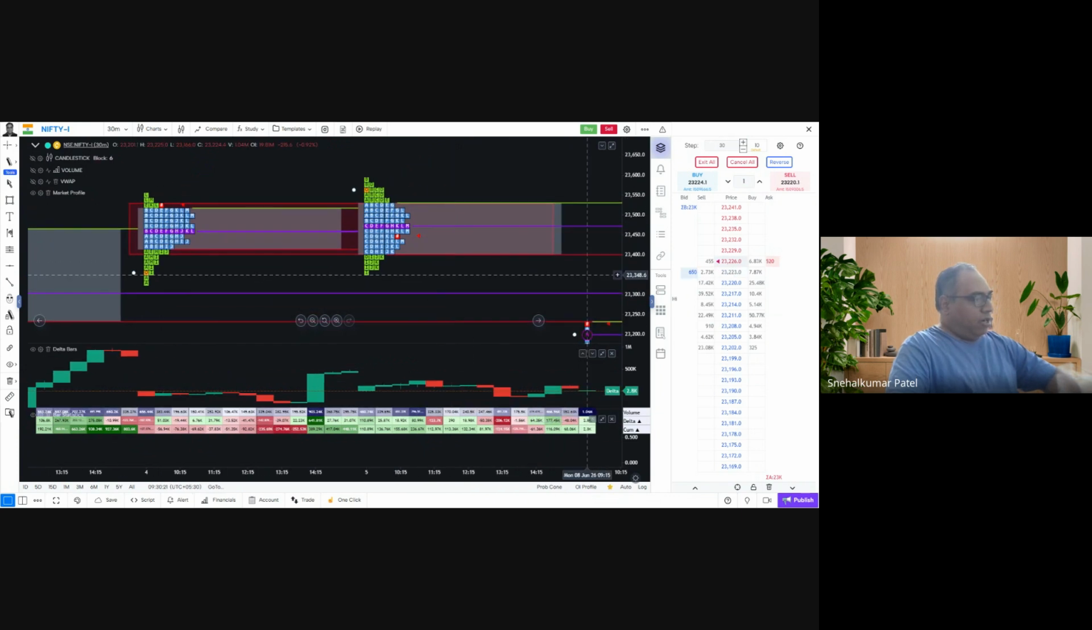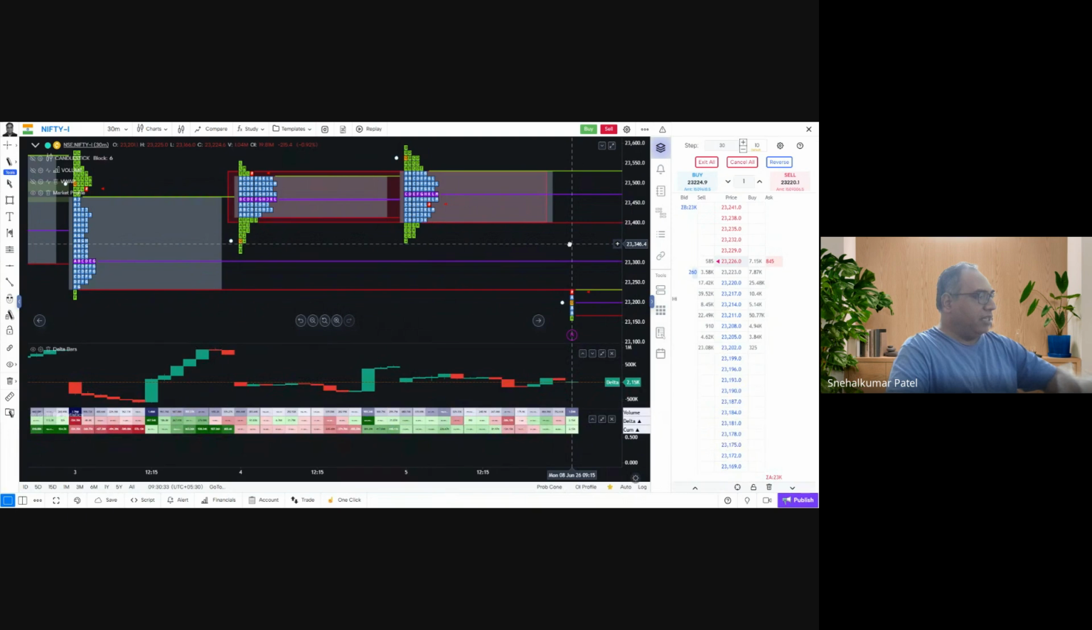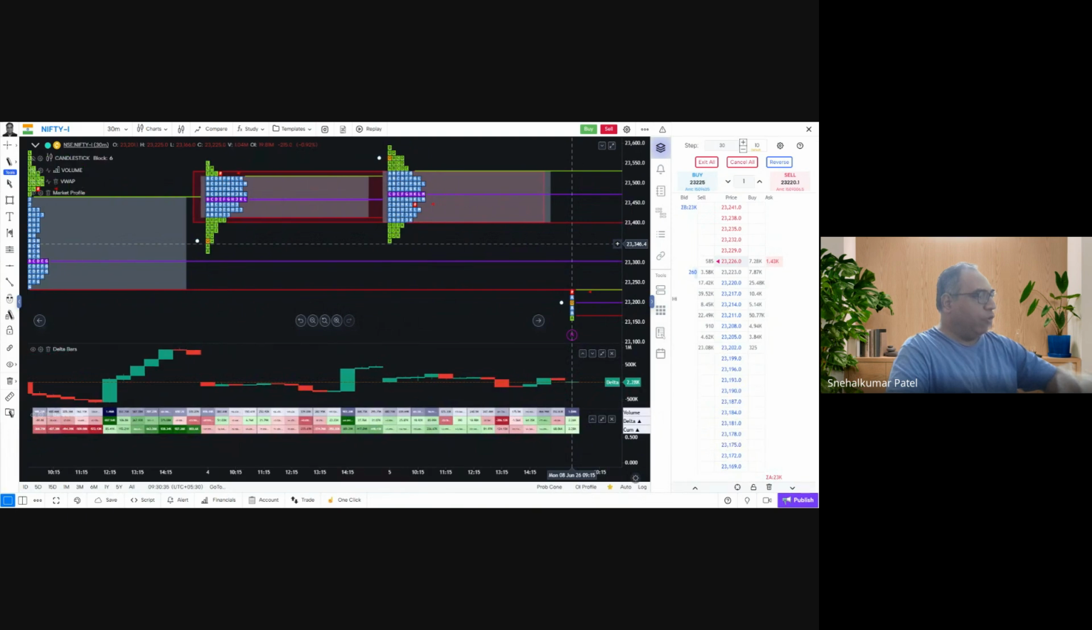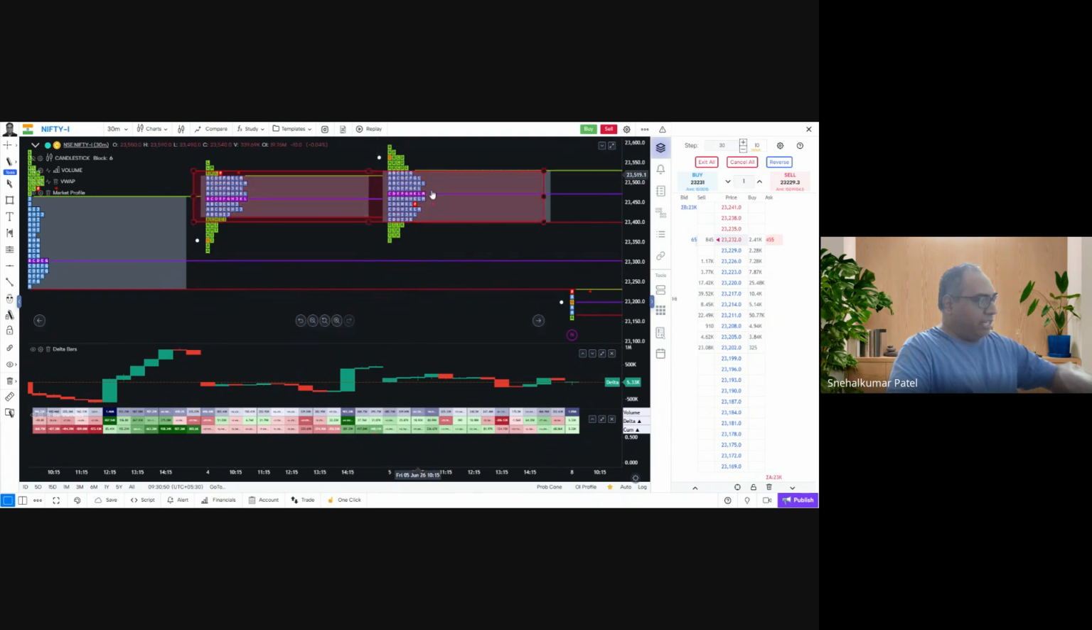So what can we use market profile for? Market profile can be used to mark key levels like support and resistance, to identify where the market will have an inflow of buyers or sellers. If you look at both the profiles, they are in the shape of a D, right? It's kind of a D shape.